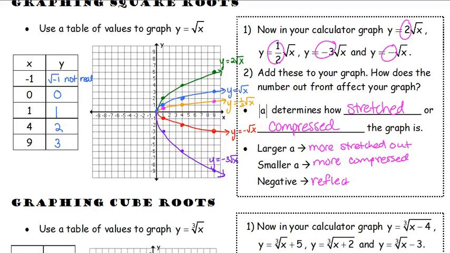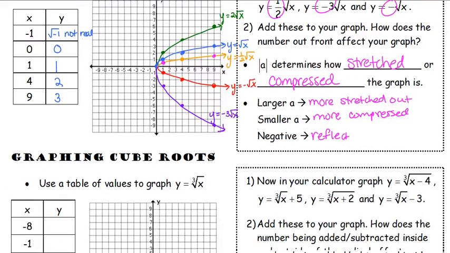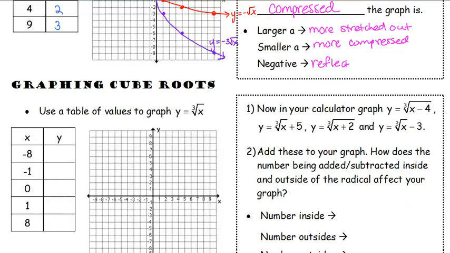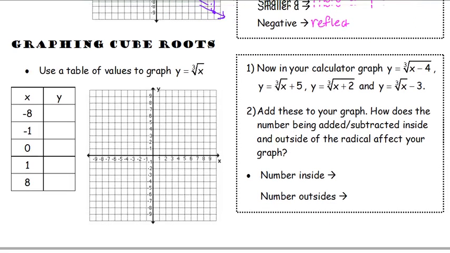Okay, so that's all for our square root graph. Now let's move on to our cube roots. Use the table so that we can graph the cube root of x. The cube root of negative 8 is possible since we have an odd root. The cube root of negative 8 is negative 2. The cube root of negative 1 is negative 1.